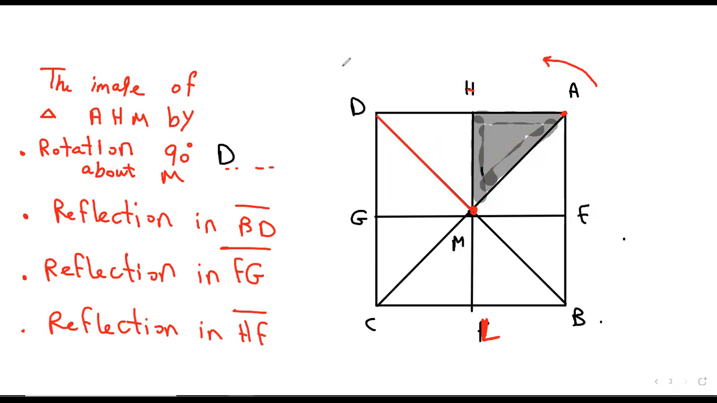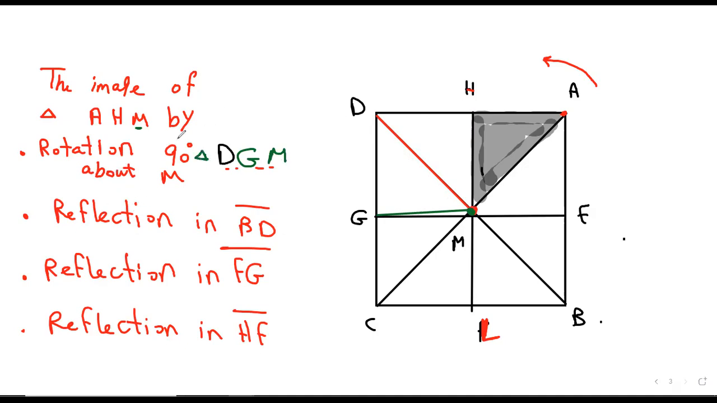And if we rotate H by 90, look here, it's 90, so we'll get G. And the rotation of M is M, because it's the point we are rotating about. So it will be triangle DGM.